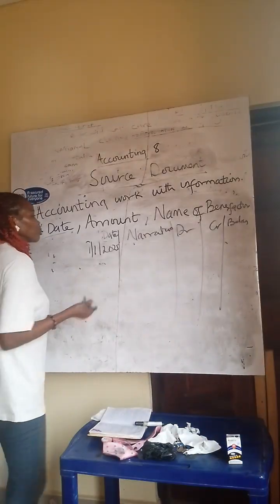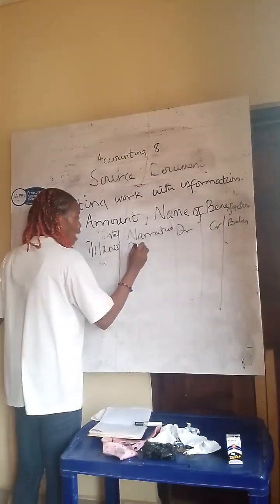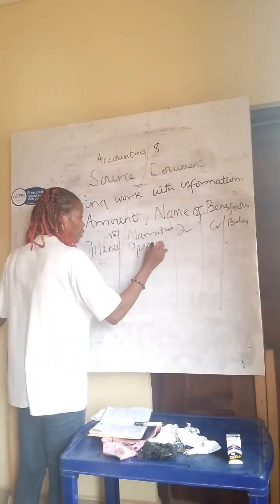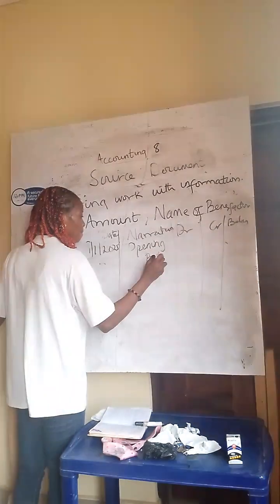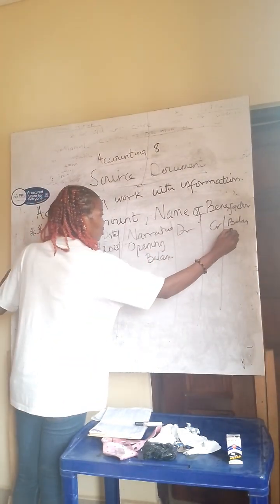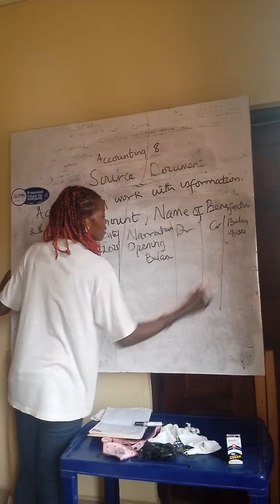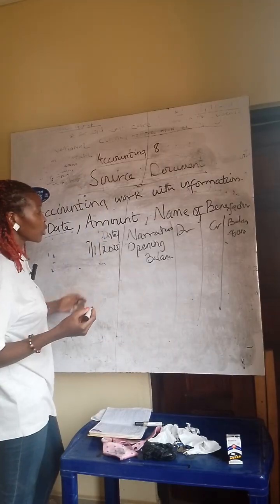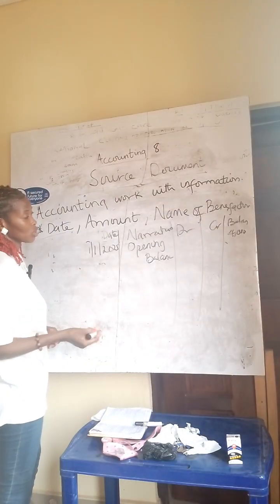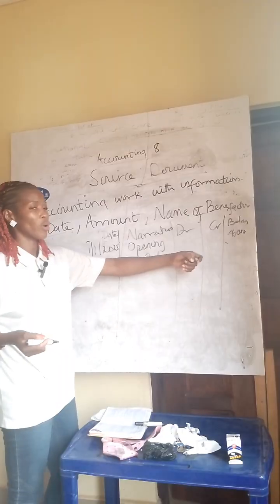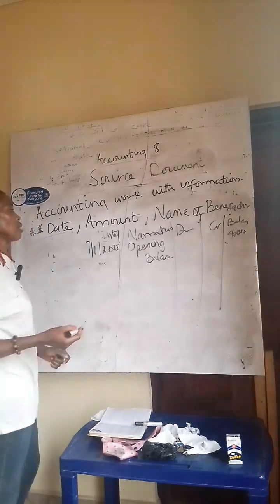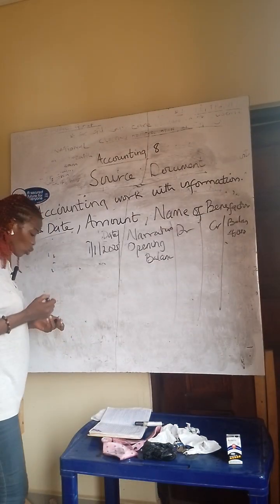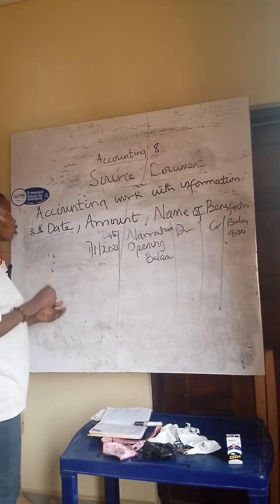So let's say narration, most times you start with opening balance. How much you have at the beginning of the period. Maybe 4,000 naira you had. And then by the time people pay money or you debit money from your account, you now have either a debit or a credit, depending. Are we together? So this is what a source document is.